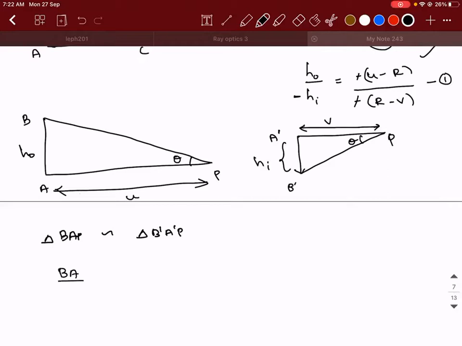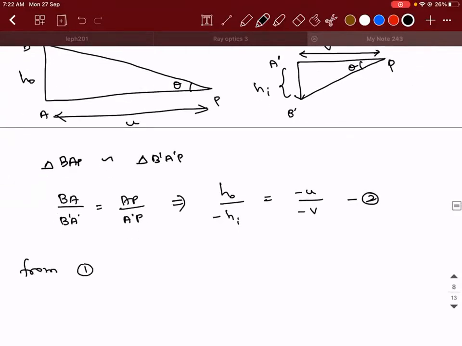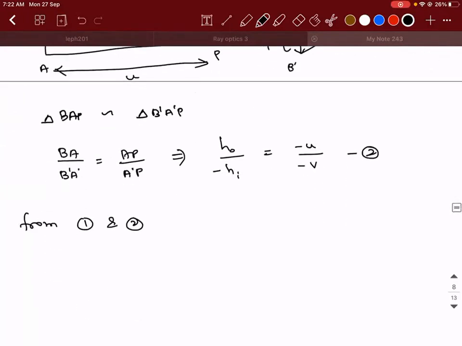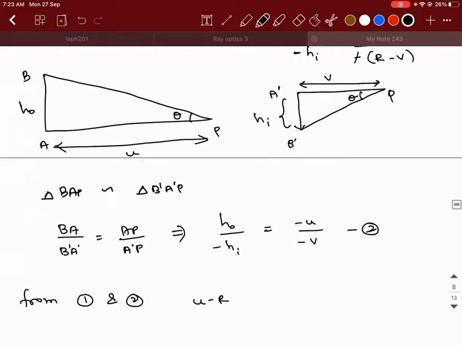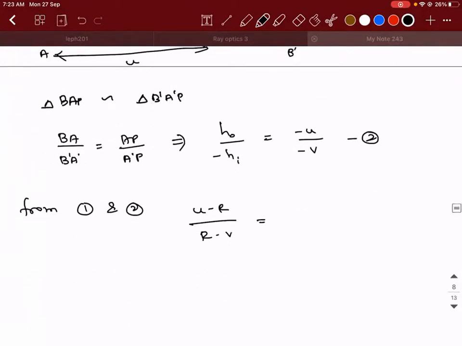So can I write BA divided by B dash A dash is equal to AP divided by A dash P. So BA is H naught divided by B dash A dash is minus HI is equal to, what is AP, guys? AP is minus U, A dash P is minus V. So let me take it as 2. Don't be in a hurry to cancel this minus sign. If you observe 1 and 2, left hand side is minus H naught by HI. So from 1 and 2, U minus R divided by R minus V is equal to minus U by minus V, minus minus getting cancelled.